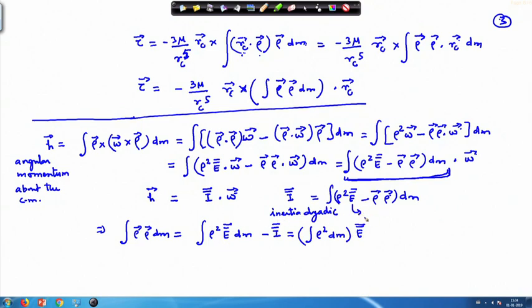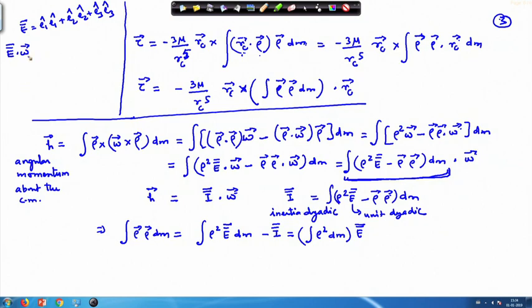This is the unit dyadic. How we have written E double bar, this quantity will be equal to E 1 cap, E 1 cap, E 2 cap, E 2 cap, and E 3 cap, E 3 cap. If you operate with this unit dyadic on any vector, that vector remains unchanged, as you can check it.